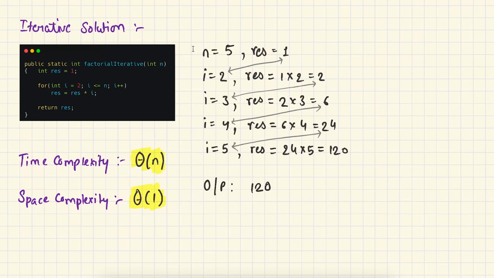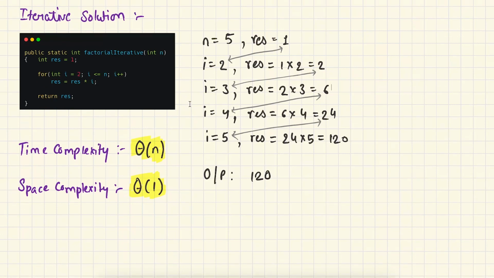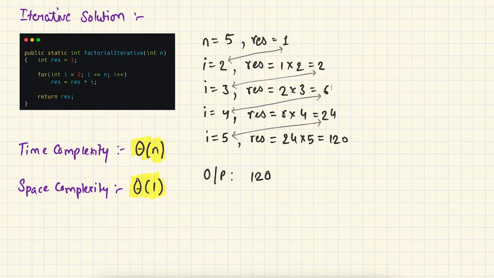Let's see this with an example. Let's say we are passing n equal to 5 to this function, and the value of result is 1 by default. In the first iteration, i becomes 2. We multiply 1 with 2 and we get 2. In the next iteration, when i becomes 3, we multiply 2 with 3 and we get 6. When i becomes 4, we multiply 6 with 4 and we get 24. When i becomes 5, we multiply 24 with 5 and we get 120.